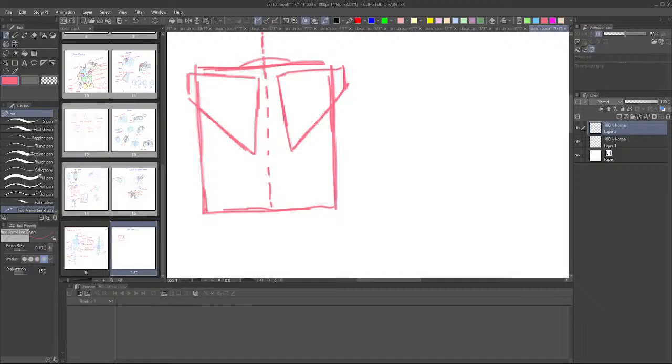So we have the neck here. We have the rib cage here.